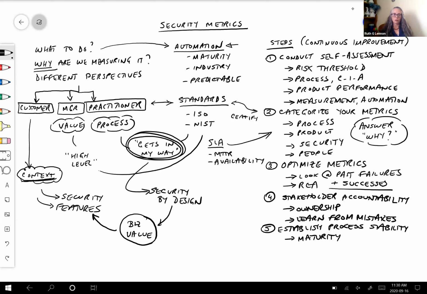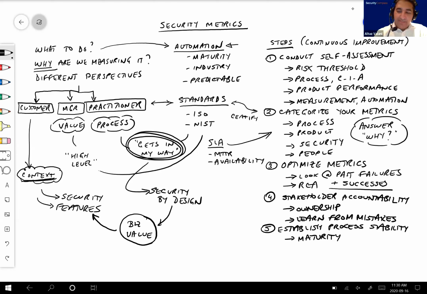Mm-hmm. Try not to automate until you know what that process is and you have that process fixed. Otherwise, you're going to have to keep going back and changing that in your code, in your automation processes, in your environments. That's not good. Do it manually first, understand what the process is, then automate it.